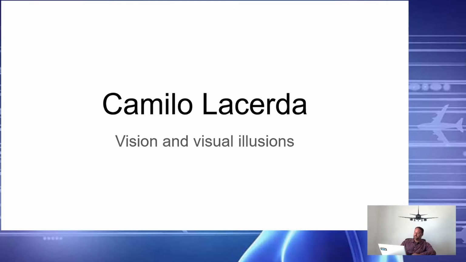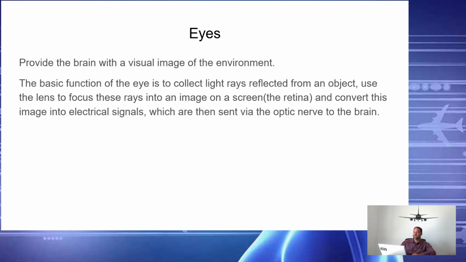Vision and visual illusions. Eyes provide the brain with the visual image of the environment. The basic function of the eye is to collect light rays reflected from an object, in this case here my computer, use the lens to focus these rays into an image on a screen, the retina, and convert this image into electrical signals, which are then sent via the optic nerves to the brain.